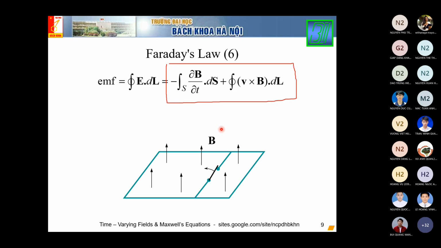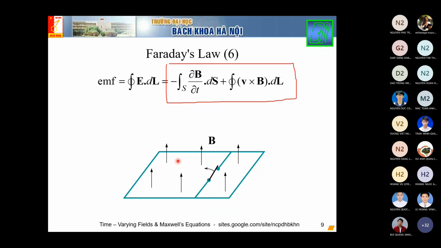Okay, a simple question. Let's consider this case. I have a frame here, I have a switch here, and the whole system is inside a uniform field. I close and I open this switch. I open it, I close it, I open it, I close it. So tell me, is there any EMF in this case? Can you answer my question?